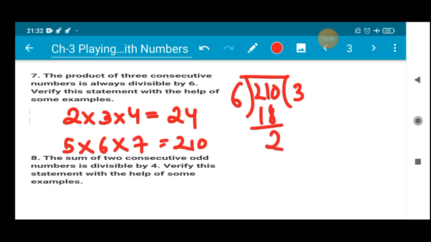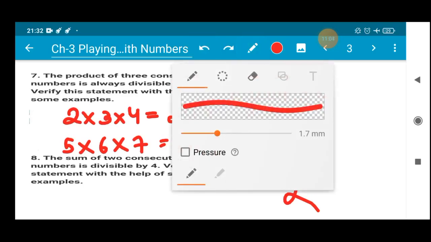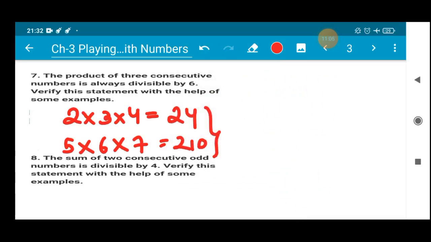9, 10, 11. So 6 fives are 30. Possible? So yes, even these two are examples. I'm so lucky that whatever number I chose, I got the product, and the product was divisible by 6, right? So in this way we have to solve it.